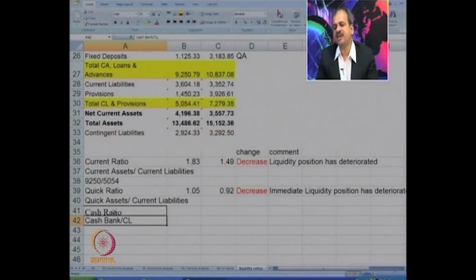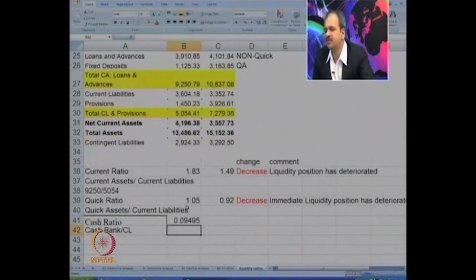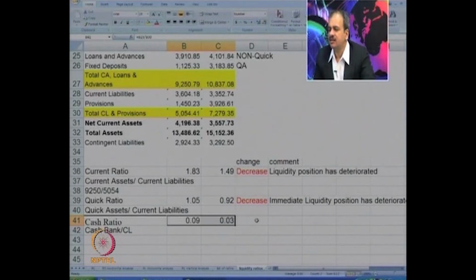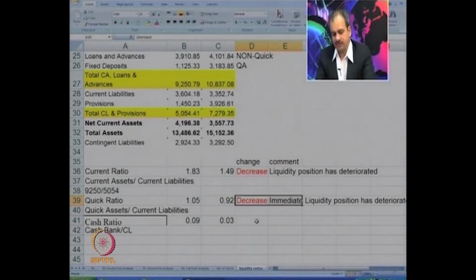The next ratio which we will try to calculate here is cash ratio. This ratio tries to see what is the availability of cash balance for payment of current liabilities. So the ratio is cash and bank balances divided by current liabilities. So we have got cash and bank balance here. We will divide it by the total of CLs plus provisions. So you can see that the ratio has again decreased significantly. It was 0.09, now it has become 0.03.